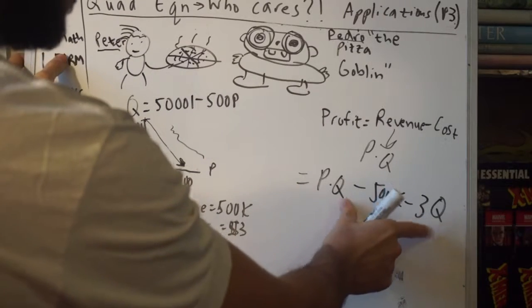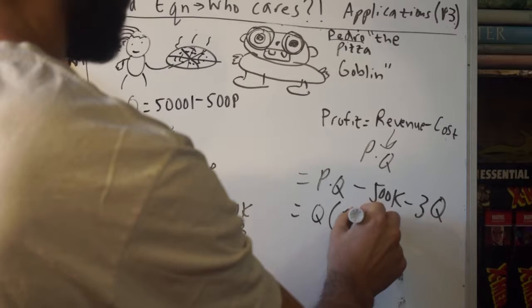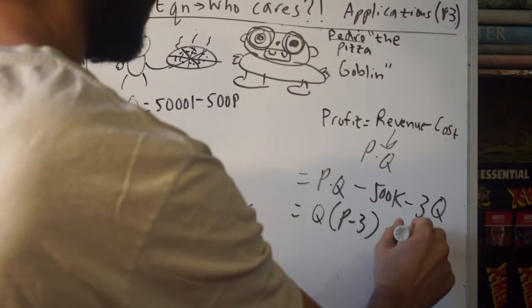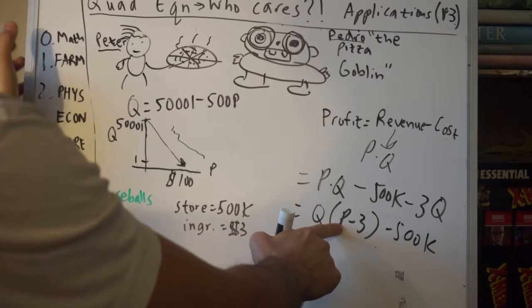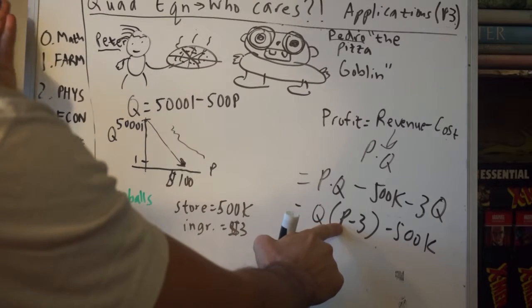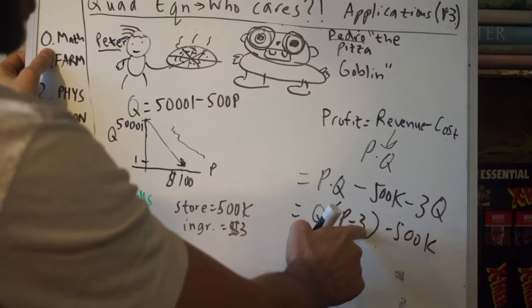So we can combine these. So it's really just Q times P minus 3 minus 500K. So whatever he charges for the pizza, so let's say he charges $40. Well, that's a lot of money. Let's say he charges $15. He only makes $12 because it's 15 minus 3.